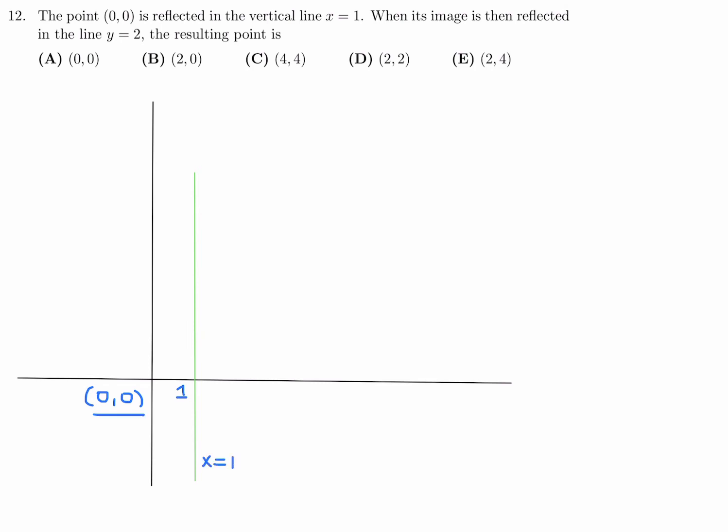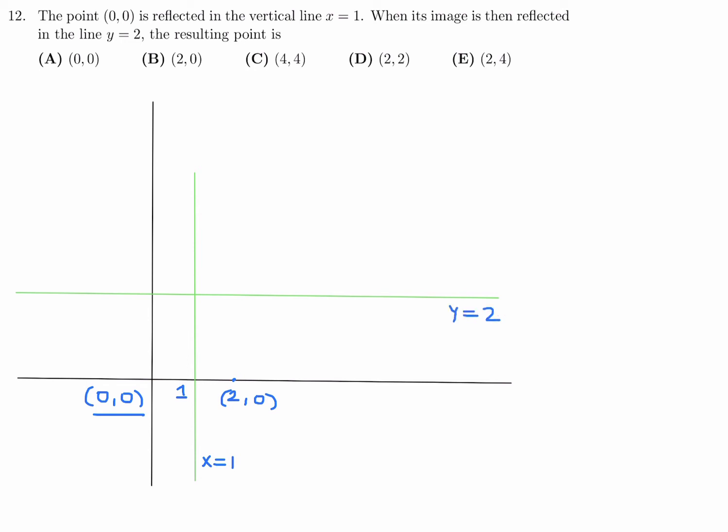So if I reflect this point into there, it basically will land on the other side. And that other side will be obviously 2, 0. Okay, so that's that first point. And then this point 2, 0, they're saying, is once again reflected, but this time in the line y equals 2. So approximately here. That's approximately y equals 2.